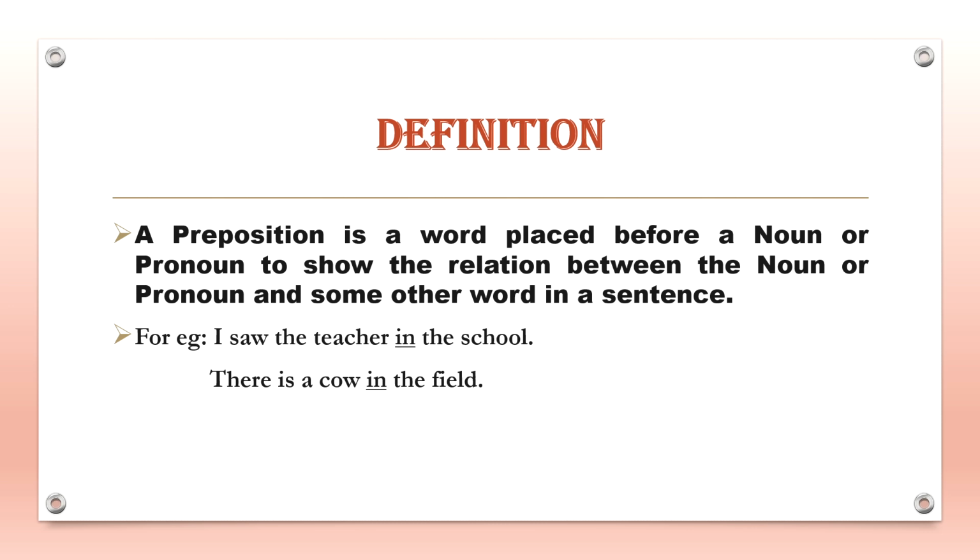So let us understand this with the help of an example. I saw the teacher in the school. So in sentence 1, the preposition in, so in is your preposition. The preposition in shows the relation between the noun teacher and the noun school. Now next sentence, there is a cow in the field. So in sentence 2, again the preposition in shows the relation between two things, that is cow and field.